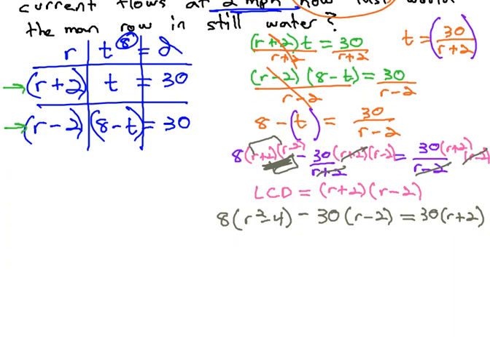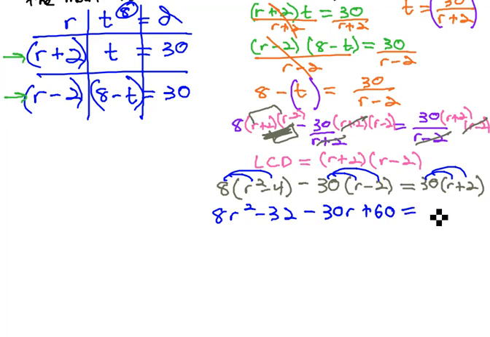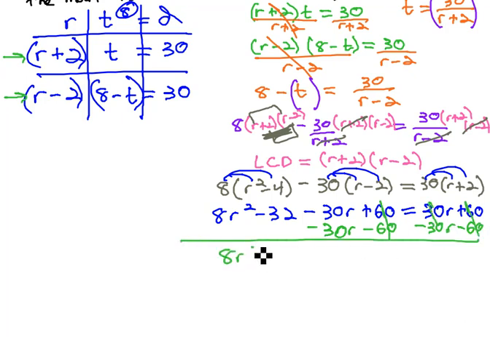Let's scroll a bit to get a little more space to work as we distribute through the parentheses. 8R squared minus 32 minus 30R plus 60 equals 30R plus 60. We like the equation to equal 0, so we'll subtract 30R from both sides and subtract 60, which is nice because the 60s completely subtract out. And that gives us 8R squared, putting things in order, minus 60R minus 32 equals 0.